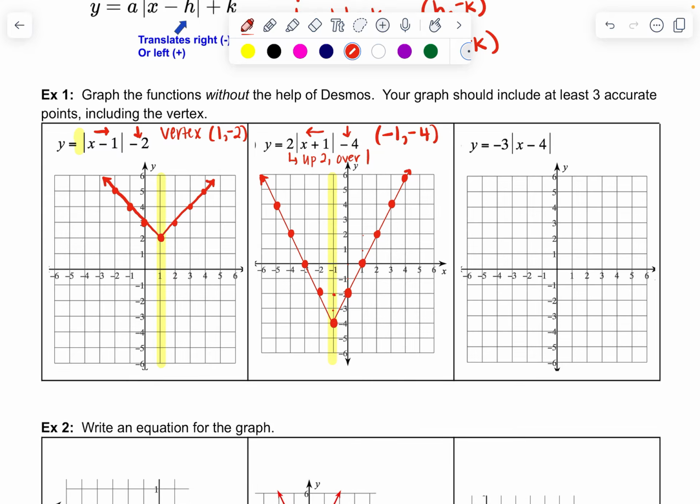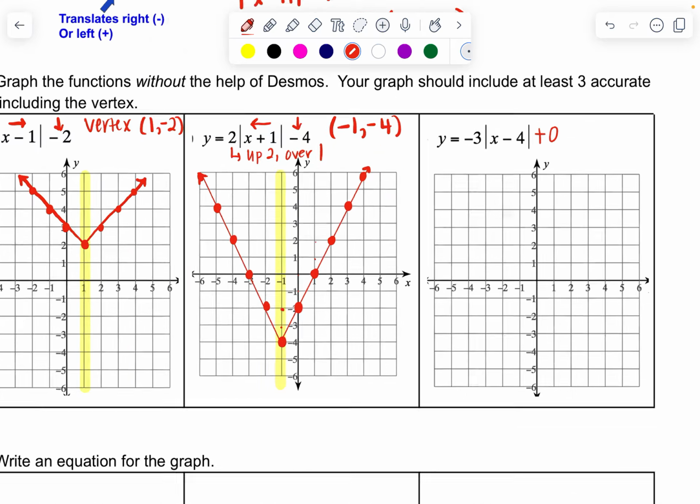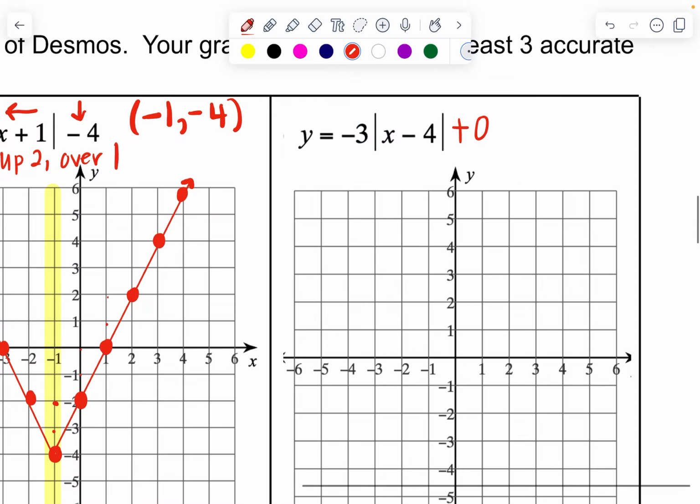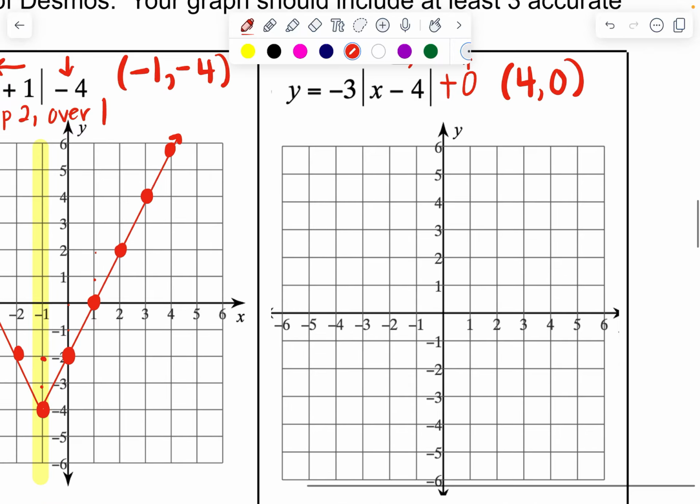Let's look at another one. y = -3 times |x - 4|. This is like +0. Subtracting inside makes it go right. This one, I guess you can say it goes up 0 or down 0. It doesn't matter because it's 0. So the vertex for this one is (4, 0).